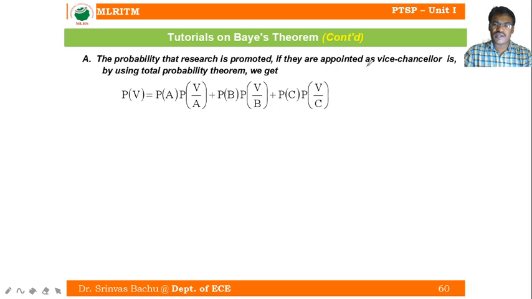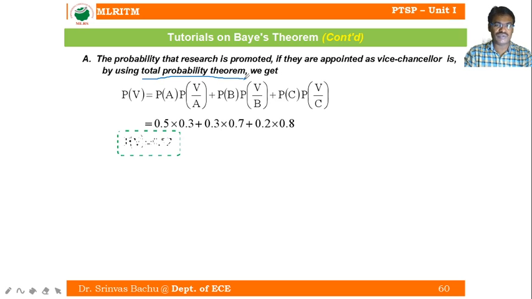If they are appointed as vice chancellor. So now the question is the probability of research promoted. By using the total probability theorem, vice chancellor is a different event, and academician, politician, businessman are these three types of events. Out of this, one is the vice chancellor, a different event of my sample space. Substitute all the values and simplify, we will get the probability.